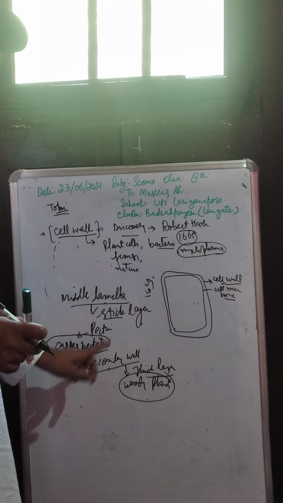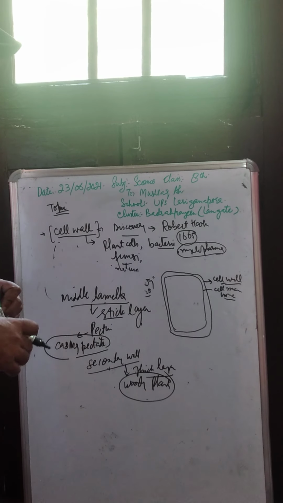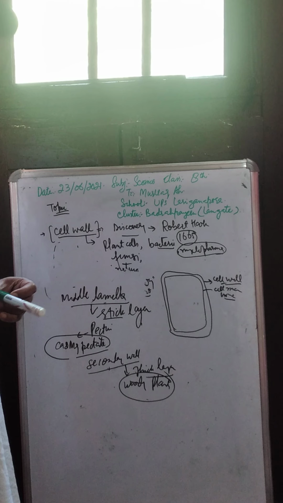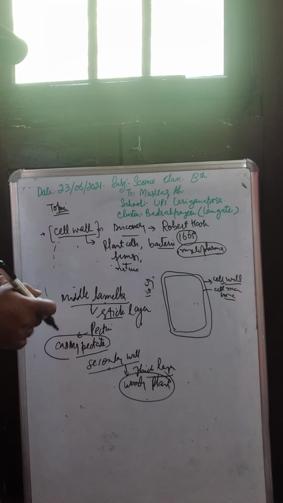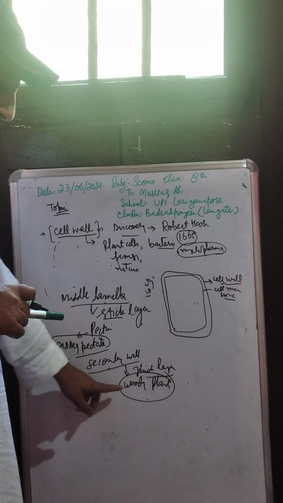Secondary wall lies inside the primary wall, and the thickness of the secondary wall is more than the thickness of the primary wall. It is found in the woody plants.